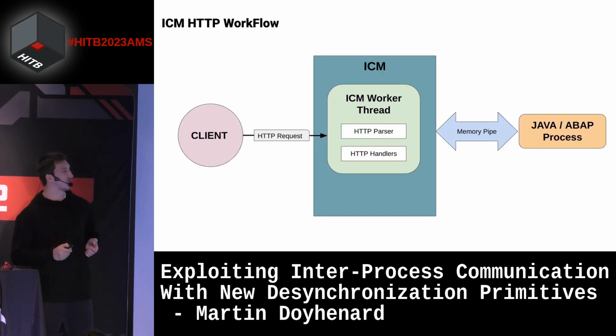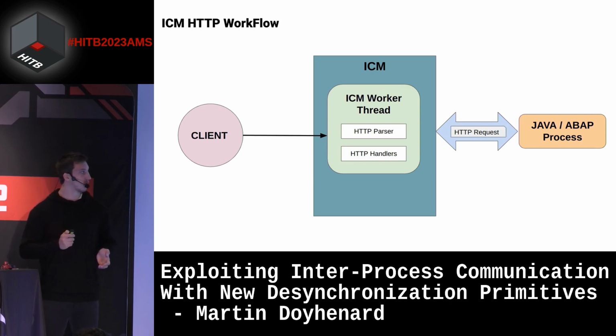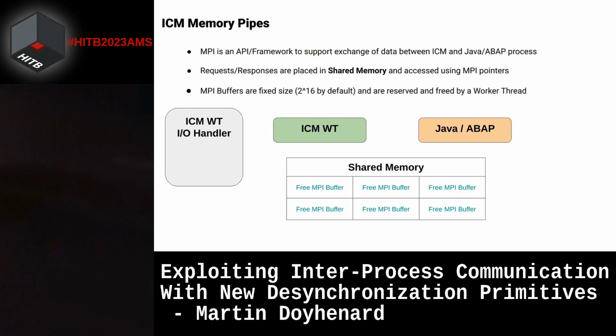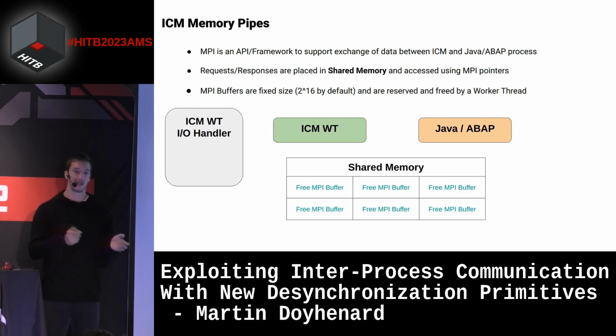So if you see this small diagram, you can see that the ICM is going to communicate with the worker process using something called memory pipes. And what are these memory pipes? SAP calls them MPI, which is a framework that is used to exchange data between both the ICM and the worker process internally.